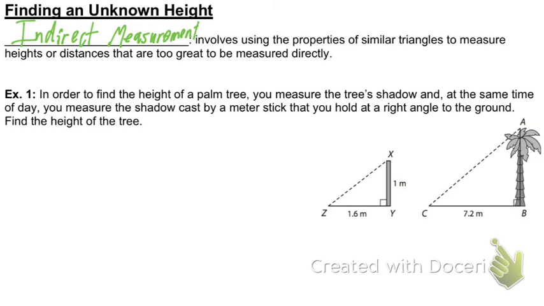Okay. Anyway, so to find the height of a palm tree, you measure the tree's shadow. BC is going to be the shadow. At the same time of day, you measure the shadow cast by a meter stick that you hold at a right angle to the ground. Find the height of the tree, excuse me. So there's a sun up here. Let me draw it here. There we go.